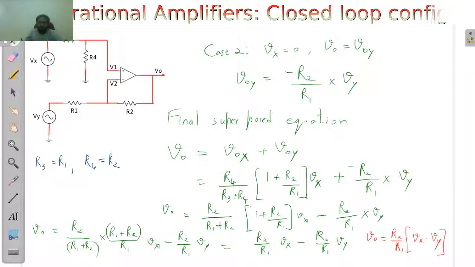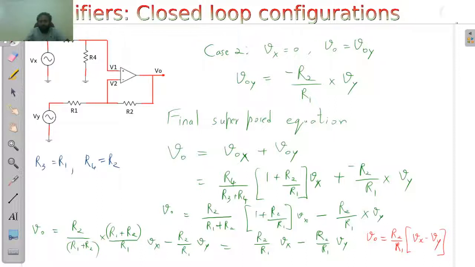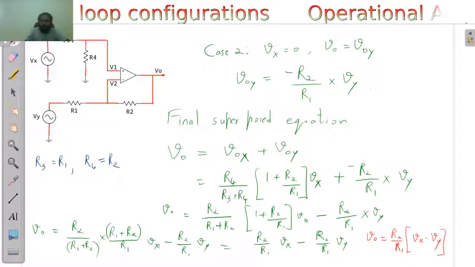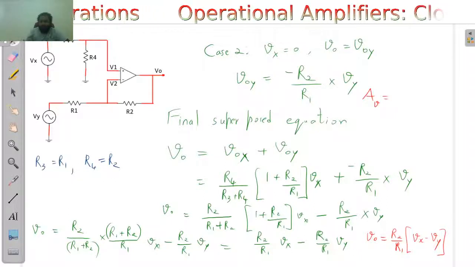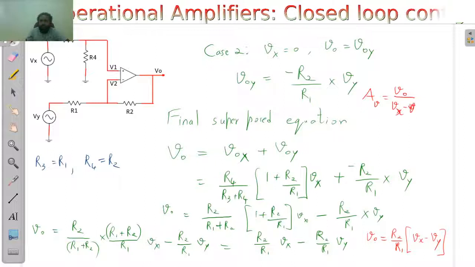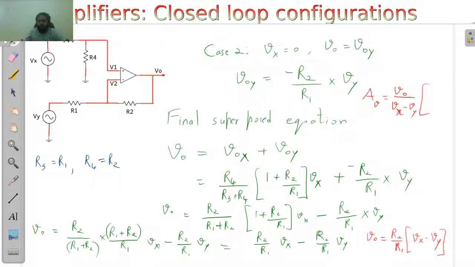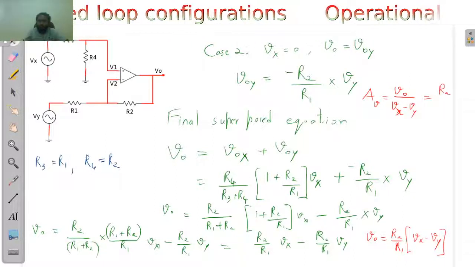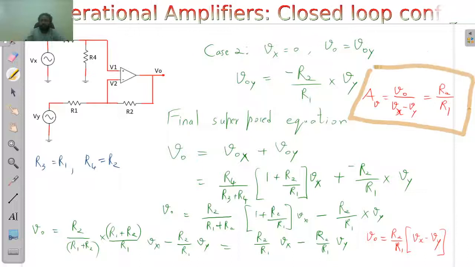Alright, so now the closed loop gain of our differential amplifier is just defined like this, that is AV is equal to Vo by Vx minus Vy, which is equal to R2 by R1. So this represents our final thing.